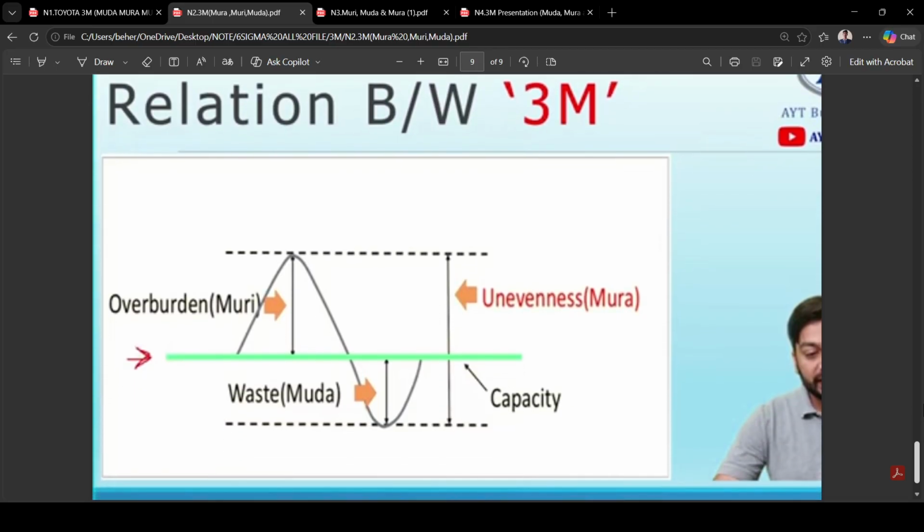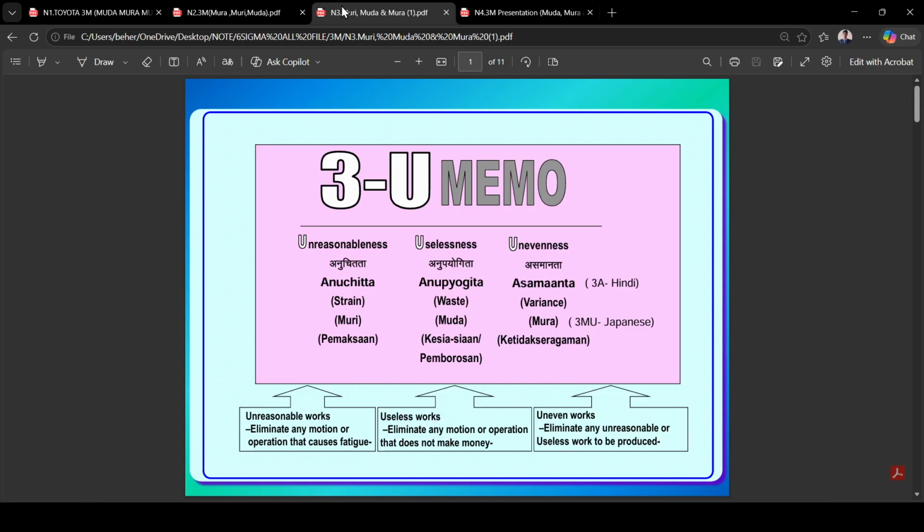Relation between 3M means overburden, that is Muri. That graph is more. Waste means Muda. That graph is down. Then another one is unevenness, that one also Muda. Then one more example, one more new PDF, that one is also the same 3M. So that is some relation in 3M.